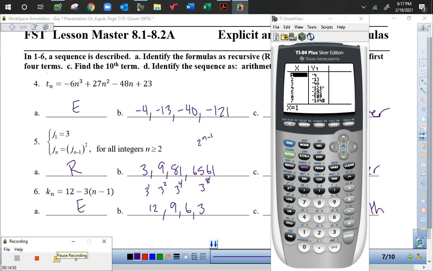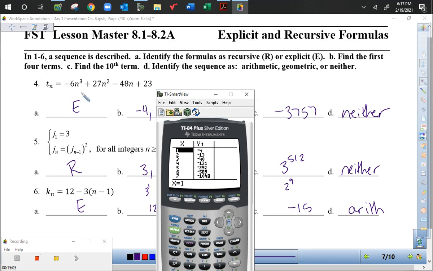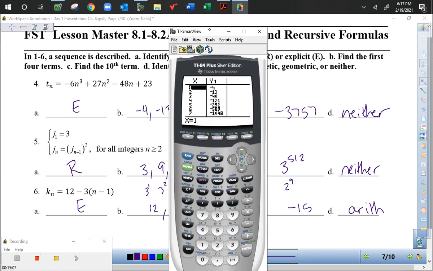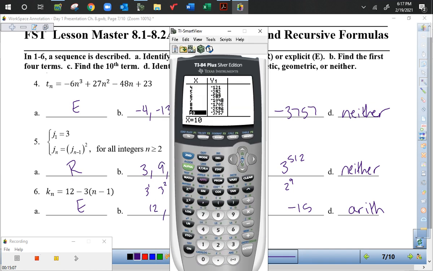Okay, and our list here now is -4, -13, -40, -121, like you see here. Just had to scroll up a little bit. And then, again, you can use the equation to plug in 10, but if it's already in your table, go ahead and just go down to the 10th one. If ever you're asked for the 100th, I would just change your table settings to start at 100, go back to your table, and there it is. And that's a little bit faster than going and plugging in that 100 by hand. Okay, your choice though.